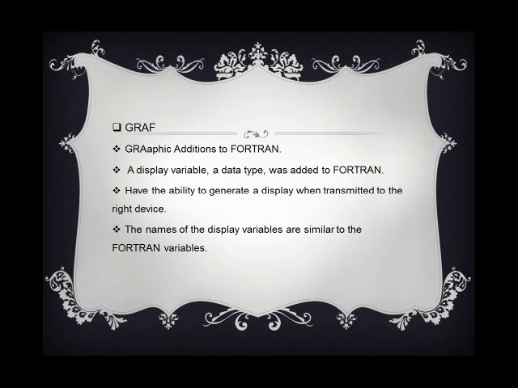Graph. Graph is the graphic addition to Fortran. This uses display variables. It was a data type which was added to Fortran. This has the ability to generate a display when transmitted to the right device. The names of the display variables are similar to the Fortran variables. This is a really important extension of Fortran.